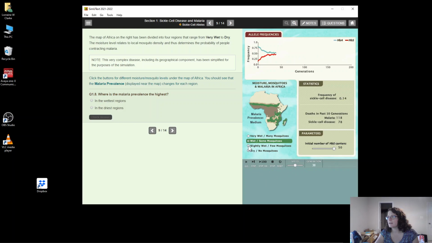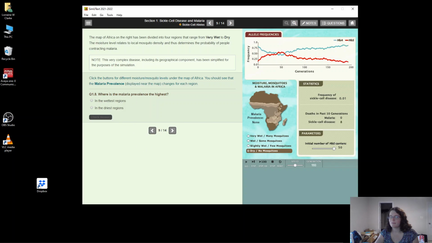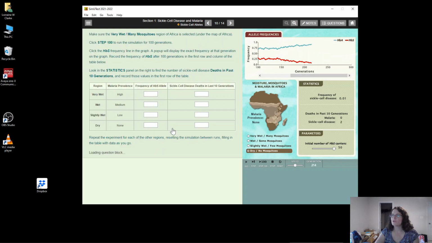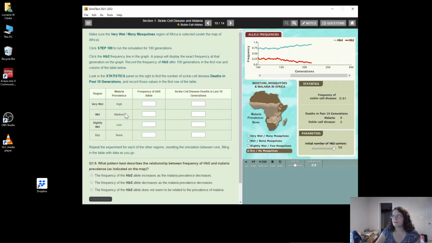Some mosquitoes, slightly wet. Oh, see, it stops being as beneficial. Dry, no mosquitoes. And you see that going away, okay? Malaria prevalence the highest. So I want you guys to run through this, okay? Build this out. Follow this here, okay? So you're going to click step 100 to just run it for 100 generations, okay? Step 100.